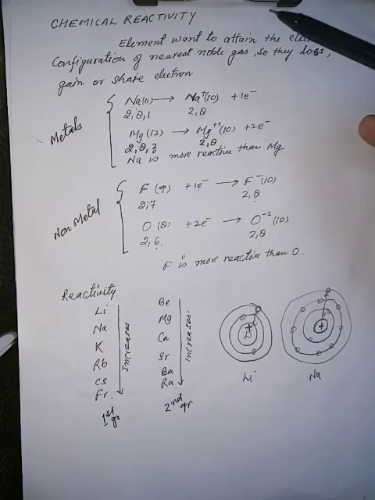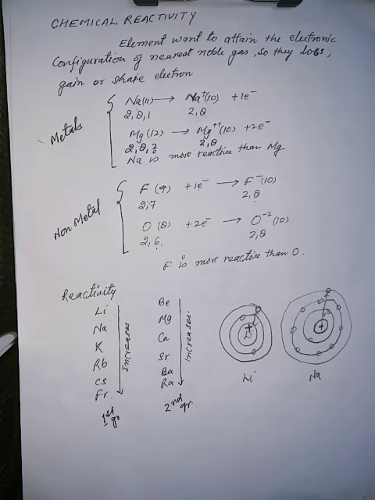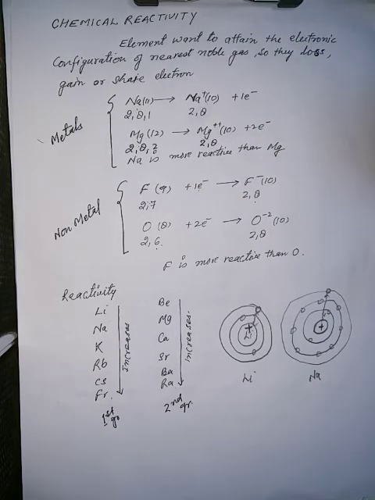Now in this screen we are going to see why elements are reactive. Elements other than noble gases are reactive because in the periodic table all the elements want to attain the electronic configuration of the nearest noble gas. Either helium, in which case they complete the duplet, or other noble gases, in which case they complete the octet. To gain stability, to attain the electronic configuration of the nearest noble gas, an element either loses electrons, gains electrons, or even shares electrons.